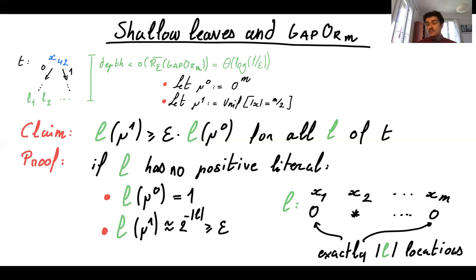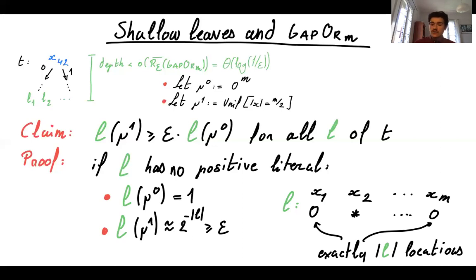But now notice that an input from mu1 could still fool L, right? This is because L is supposed to be shallow. So the length of L is at most log of 1 over epsilon, and an input from mu1 actually has m over 2 zeros. So the probability that an input from mu1 fools L and that L accepts is at least epsilon. And so we have our result. So basically, we've shown that any shallow leaf of a tree that computes gap OR has one-sided noise.